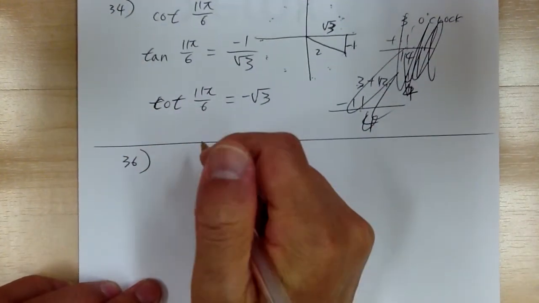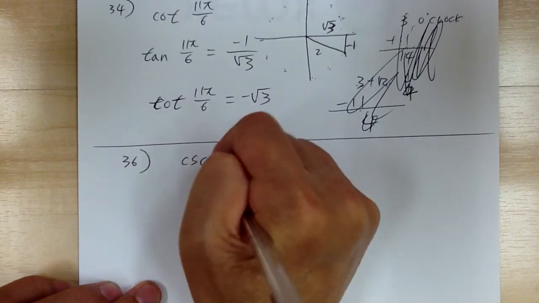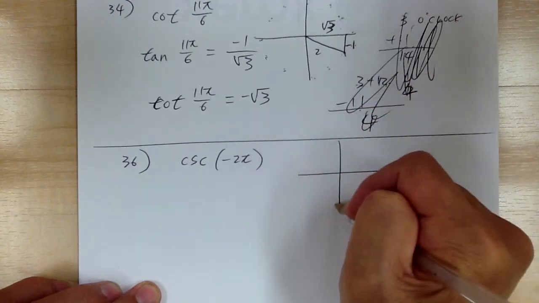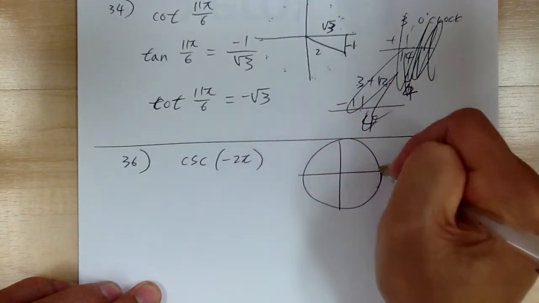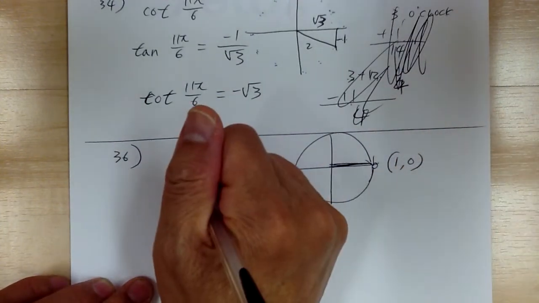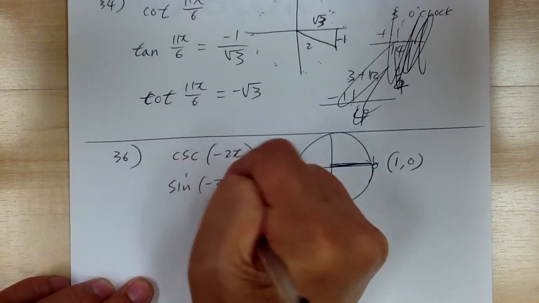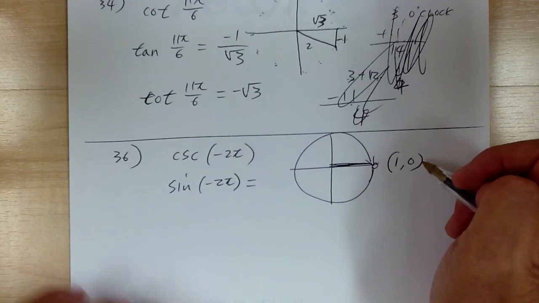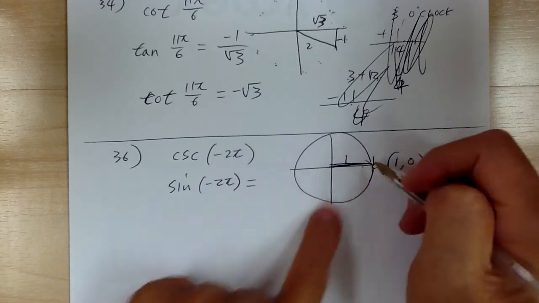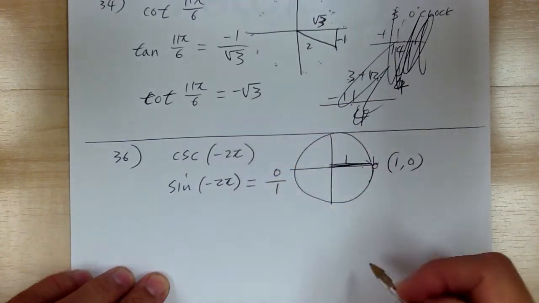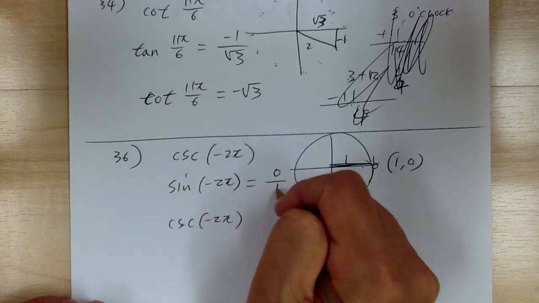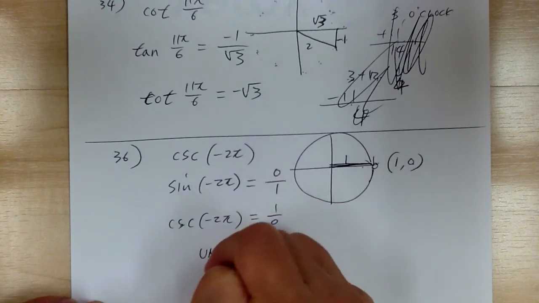Okay, let's go to 36. You have cosecant of -2 pi. Here's your 0. If you go this way, it's positive. Negative, you have to go this way. So when you go -2 pi, it's a complete circle, so it's right over here, and you're going to get (1, 0). Cosecant came from sine. Sine of -2 pi is the vertical over the hypotenuse, so it's equal to 0 over 1. So cosecant of -2 pi is going to be 1 over 0, and so it's undefined.